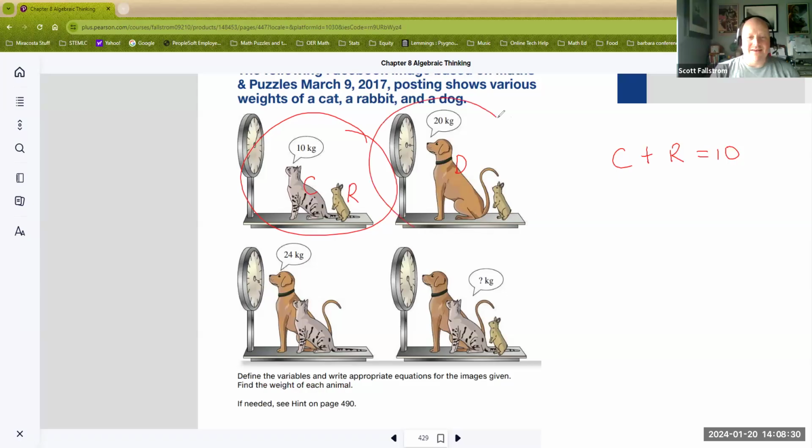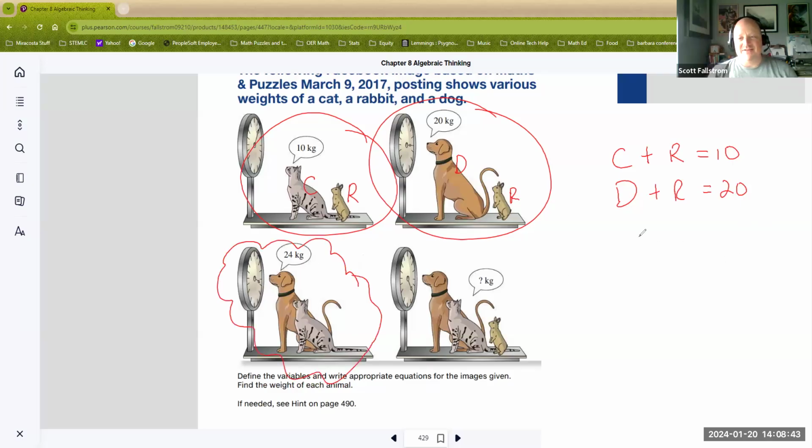Now look at the next equation. What do I have? I have D plus R equals 20. Got it. Now the third equation, come down here, and we see dog plus cat equals 24. Now the goal is, what would happen if I have a dog plus a cat plus a rabbit?